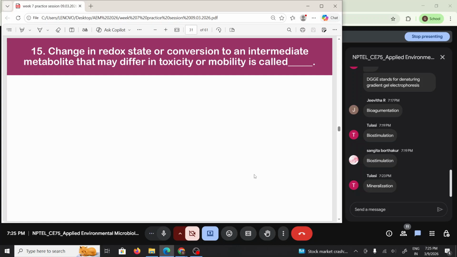Okay. When there is a change in redox state or conversion to an intermediate metabolite that may differ in toxicity or mobility, what do we call that phenomenon?